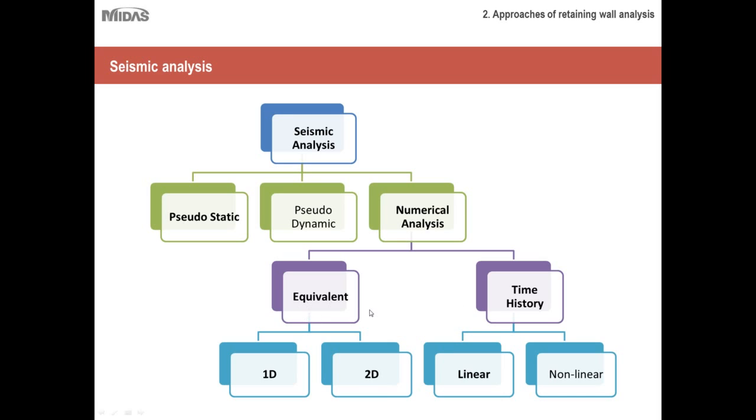Then we have numerical analysis, which is primarily based on finite element analysis, and under numerical analysis you can see there are two divisions. One is the equivalent method and the other is the time history method. Under the equivalent method there is the 1D equivalent method and the 2D equivalent method, whereas under time history there are two branches, linear time history and nonlinear time history.